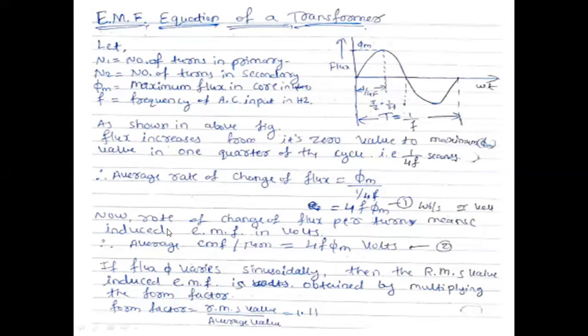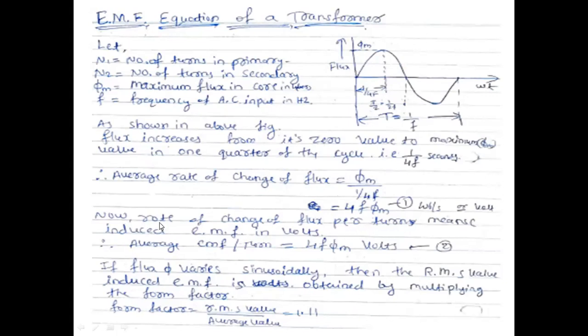Next, what we have to do? Now rate of change of flux per turn. Actually, the EMF depends on the flux linkage. Yes or no? Here we have to consider the average rate of change of flux we have considered. We have to link this flux with the number of turns, then it will act as a flux linkage. But instead of multiplying by n, they are considering n equal to 1 here. Per turn is nothing but 1 turn.